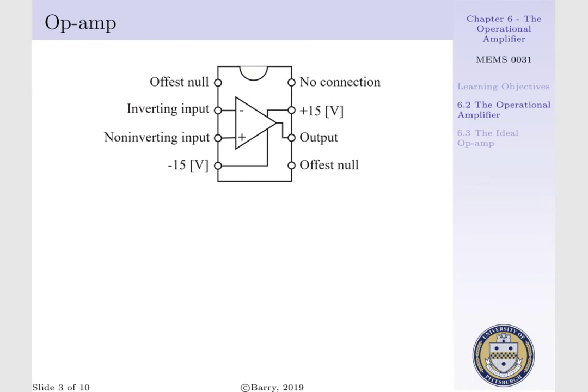Below, we have a schematic of an operational amplifier. What we see is we have an 8-pin op-amp, where we have a scallop on the top of our op-amp that allows us to determine the orientation of our operational amplifier. Now for this particular operational amplifier, we have a no connection pin in our top right, we have an offset null in our top left and bottom right, we have a -15 and +15 voltage source to our system, and then we have an inverting, non-inverting, and output terminal.